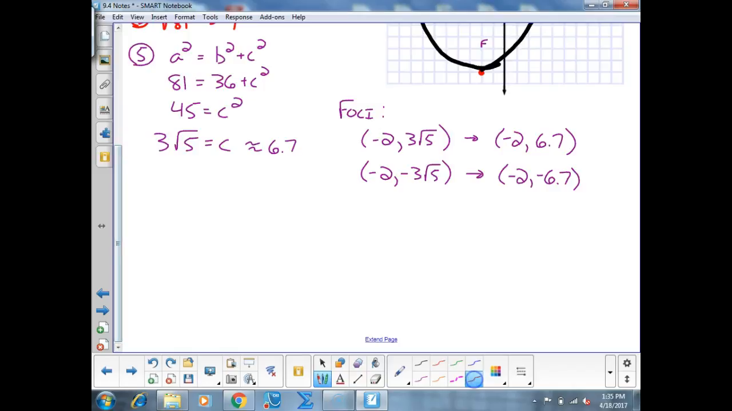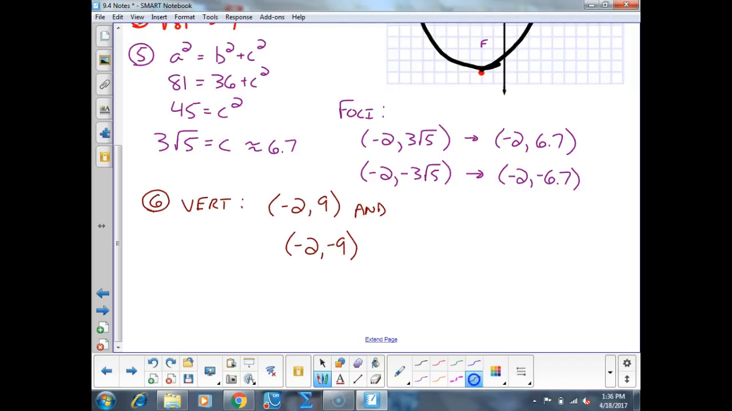Lastly, where are my vertices? -2, comma 9 and -2, comma -9. Endpoints of the major axis. Okay.